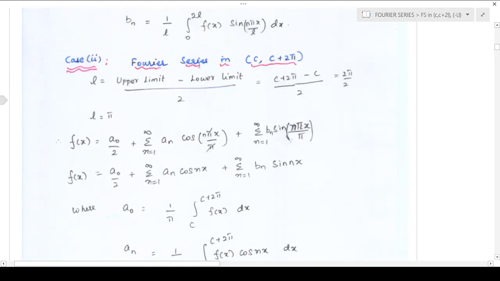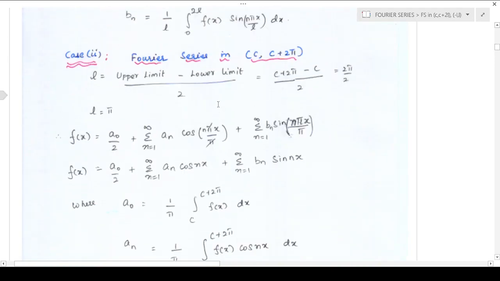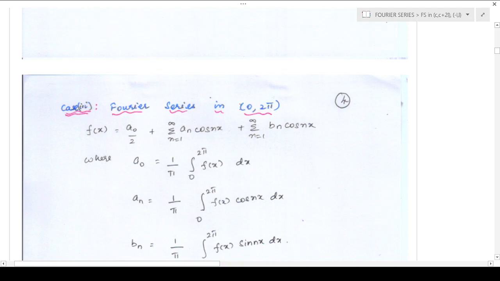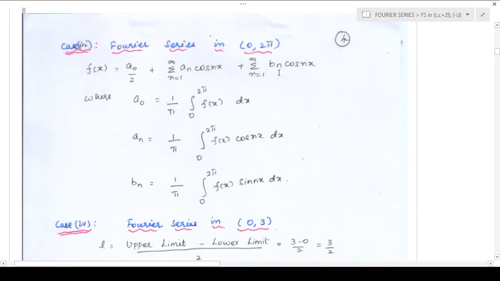Same thing, case 2 as such, except c is 0. So, now c is 0. So, you are going to replace c by 0. So, 0 to 2 pi. Other than that, it is same like this because the interval length is 2 pi. Half the length L is equal to pi. Wherever it is n pi x by L, you are going to replace it by pi. So, what will happen, children? If you replace it by pi, pi will be getting cancelled. It will become cos nx.